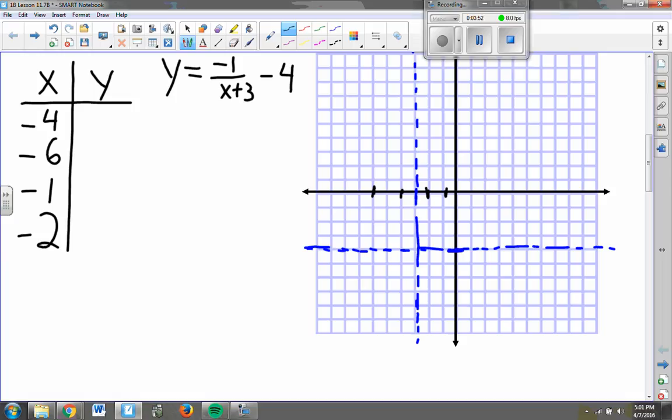But now I just need to plug these x values into my function here and see what my y value actually is. So if I put in -4, this ends up becoming -1 over -4 plus 3. Well, -4 plus 3 is -1, so it's -1 over -1. Well, that's just 1. Minus 4, I should be at -3 right there.